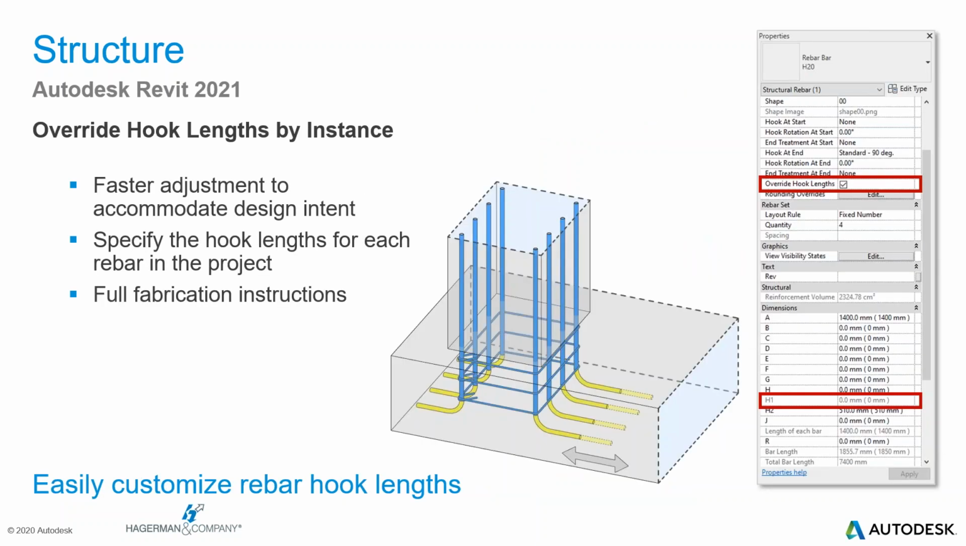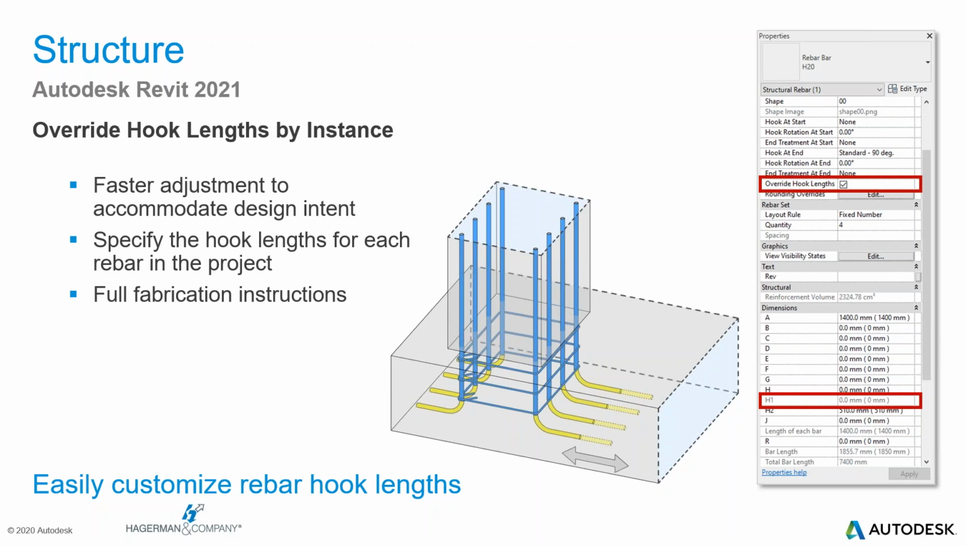Now, the bond between steel and concrete is essential to ensure that they perform as a single entity in a loaded structure. To achieve the full bond, the surfaces need to be in contact for a calculated length called the anchorage length. In Revit 2021, you can easily specify the hook lengths for each rebar in the project without the need to duplicate the hook type and change the length for that type.